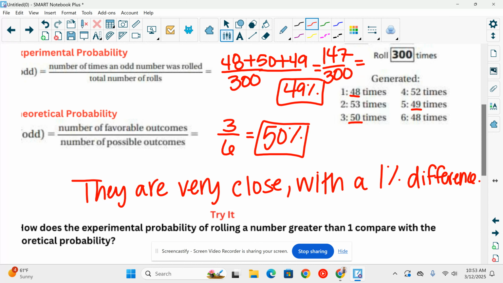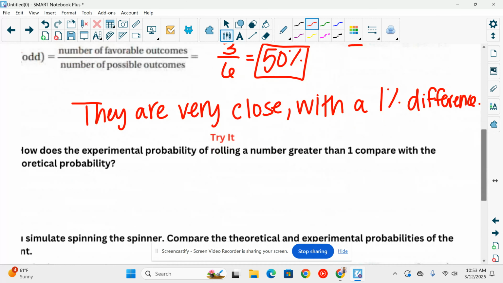Alright, so using the same simulation, how does the experimental probability of rolling a number greater than 1 compare to the theoretical probability? So once again, we're comparing the two different things. We've got theoretical over here, experimental over here. We're using the same situation from the example above. We're using the number cube.